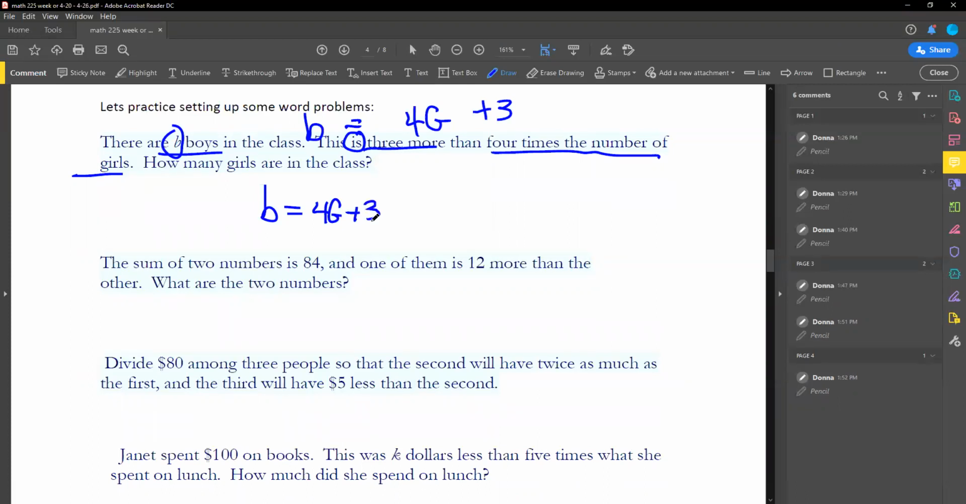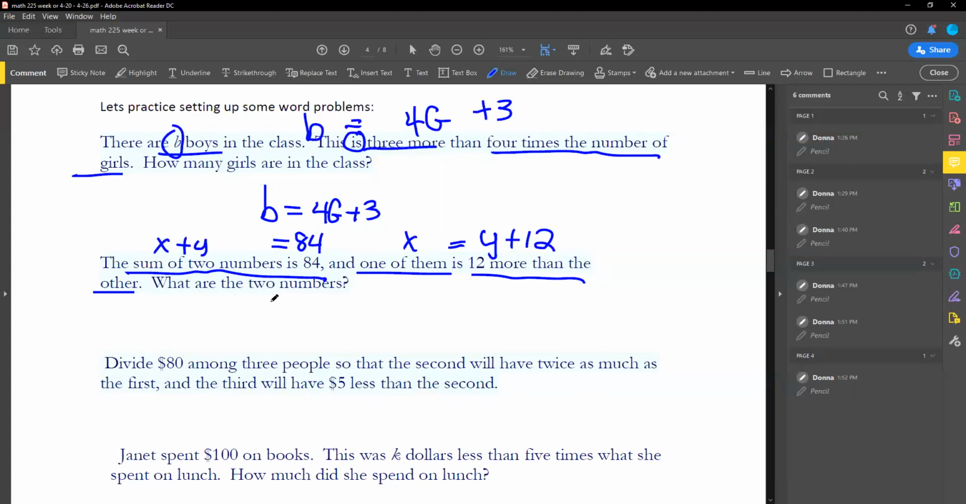All right, so let's look at the next one. The sum of 2 numbers is 84. So when I start thinking of that, I'm going to stop there. The 2 numbers, let's call them x plus y, right? That would be their sum. Is your equals, right? 84. One of them is 12 more than the other. So it doesn't matter what I call it. Let's say x equals 12 more than the other. 12 more would be y plus 12.